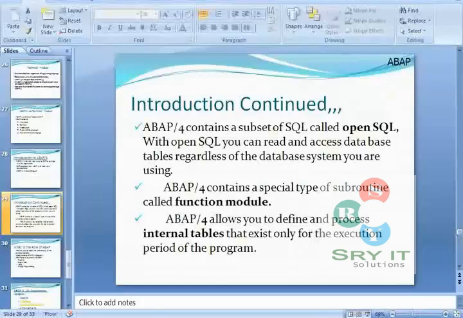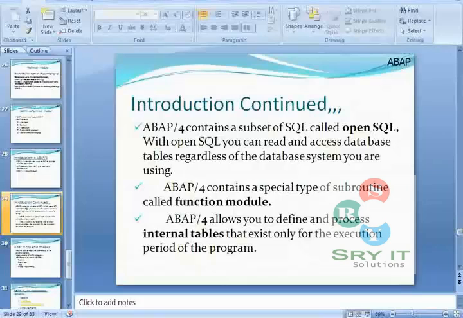ABAP contains a subset of SQL called OpenSQL. With OpenSQL, we can read and access the database tables regardless of the database system you are using. It may be any kind of database. Are you getting? It may be Microsoft Access database, it may be SQL Server, it may be anything. But OpenSQL statements should apply to read and access the database. Are you clear about the first point?